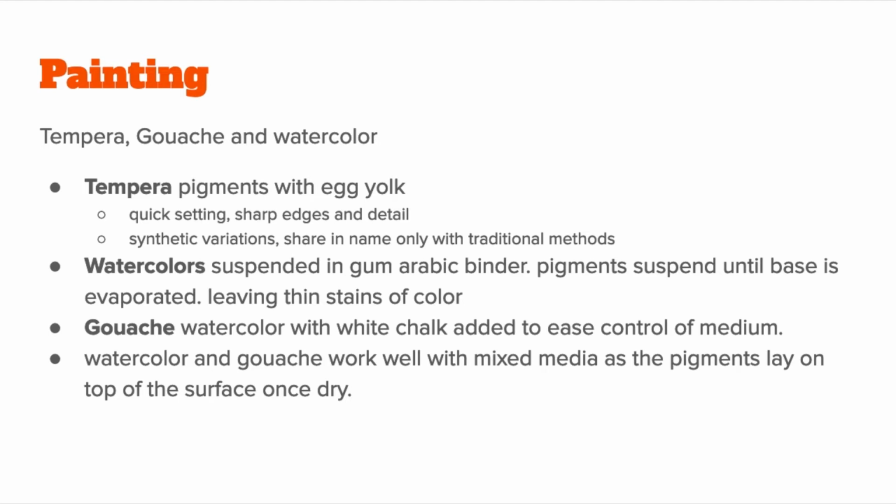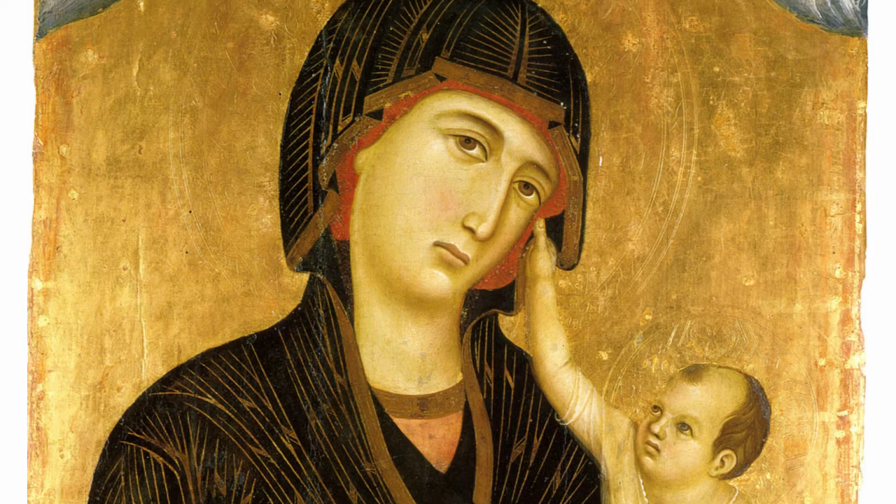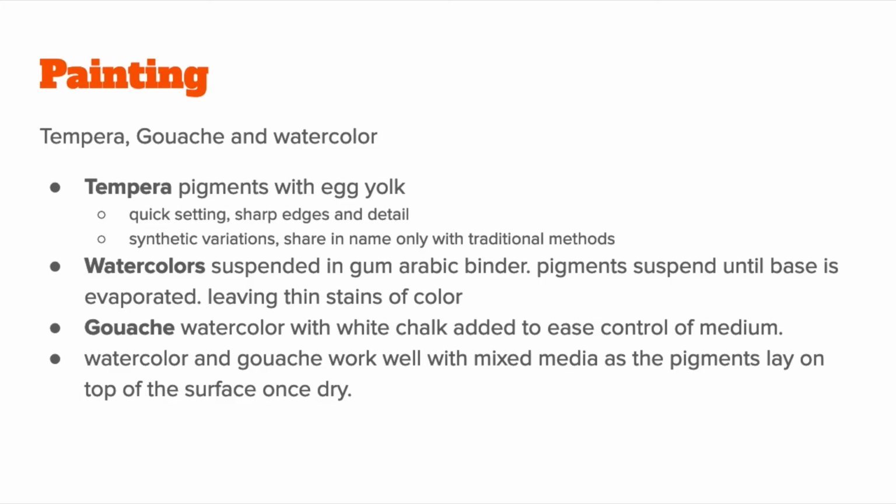Painting can be defined by the binder agent, and we have several different kinds. Tempera is a type of paint that is mixed in with egg yolk. Egg yolk is a very good material because it is extremely common. It is also quick setting, adds a lot of sharp edges, and has an ability to render really good detail. Today, if you see tempera paints for sale, chances are they're not using actual egg yolks. Instead, they're using synthetic variations. However, it tries its best to replicate those traditional qualities.